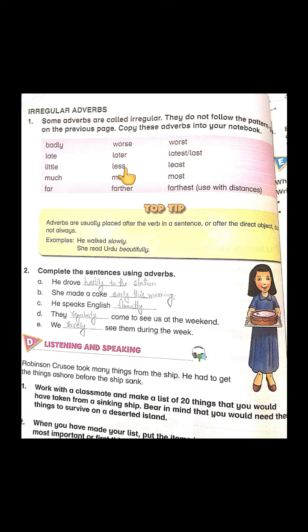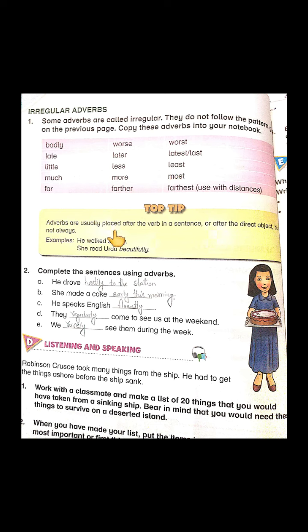But irregular adverbs, they don't follow any rules. They are the tricky ones. We have to just memorize them. Like the first one is badly, worse and worst, late, later and latest, little, less and least, much, more and most, far, farther, farthest. You only have to memorize the spellings, and how to pronounce these words.